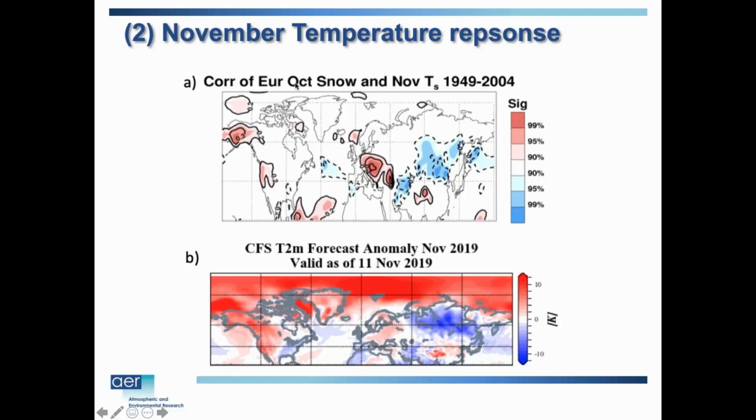Also looking at the temperature here, I correlated Eurasian snow cover with November surface temperatures. You get a cooling in east and northern Asia, kind of warm here in the northwest of North America, and maybe a hint of cooling in the eastern U.S. But the temperature pattern for November really matches what you expect for the temperature response in November.